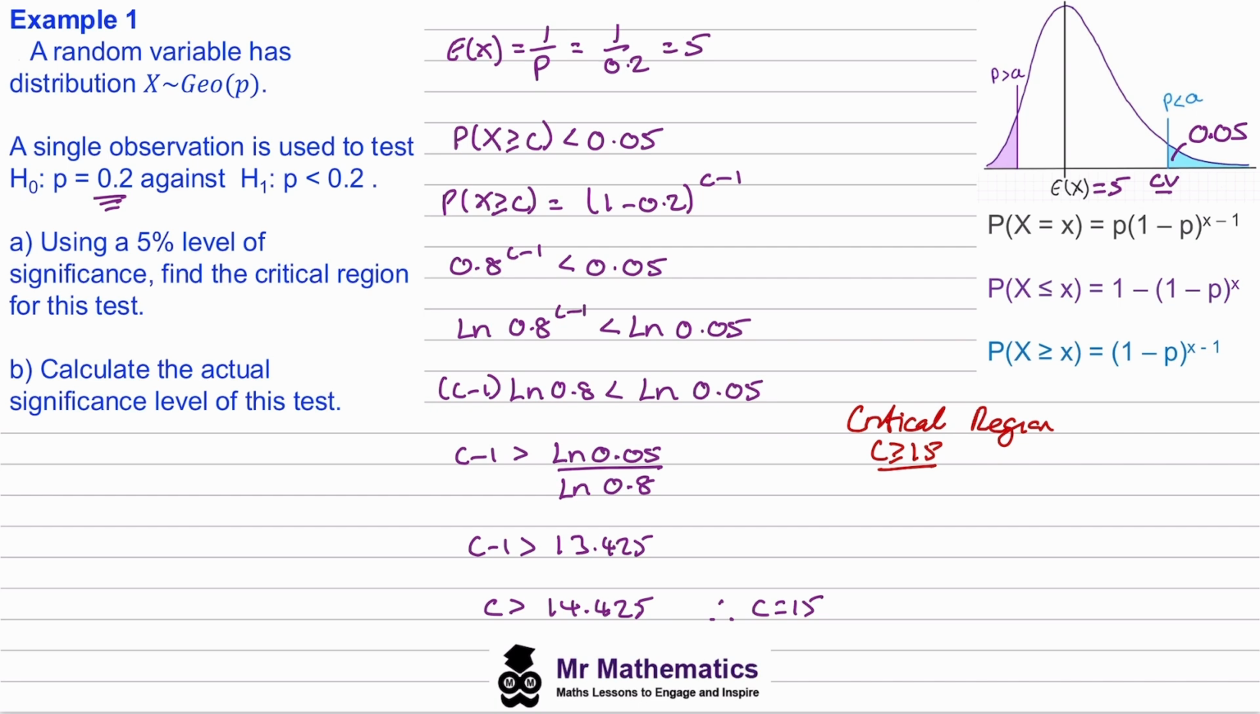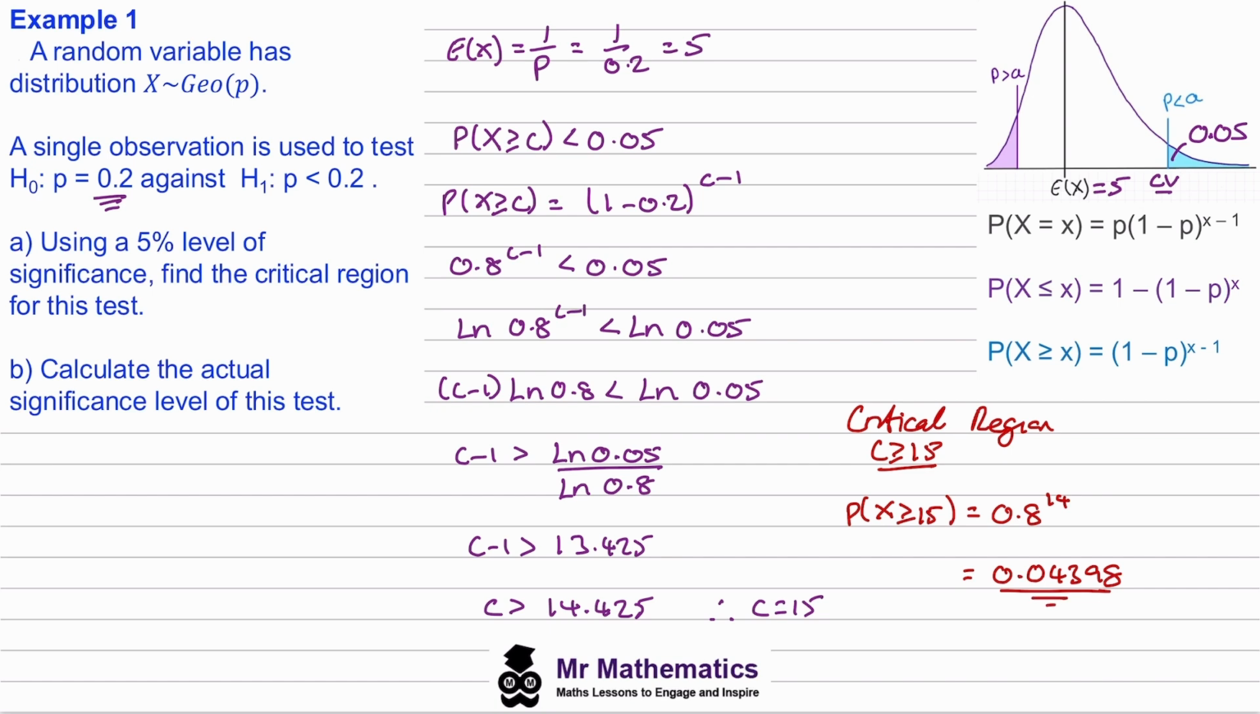And then for part B, to calculate the actual significance level, well, we need to find the probability of x being greater than or equal to 15. And using this equation again, we've got 1 minus p, so 0.8, to the power of 15 minus 1. And this gives us 0.04398. So this is our actual significance level.